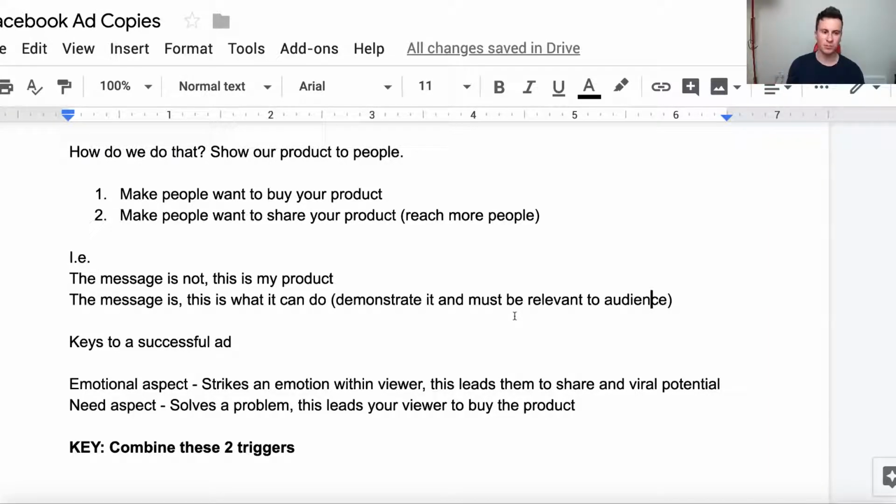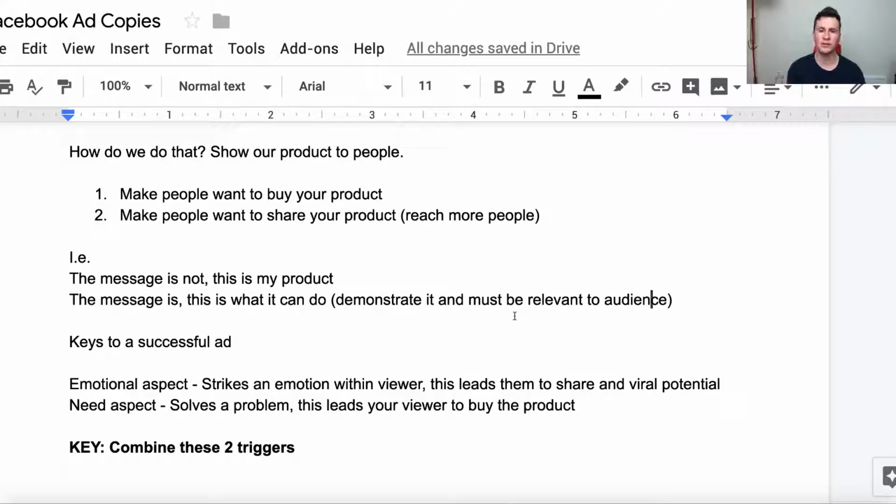When people feel something that gives them joy or something, people will always tag their friends in it. If you think about any viral post, it's usually something that has an emotion on the viewer. So that could be joy or shock, or it could literally be anything. And this leads them to share it, obviously, and that leads to viral potential. That should always be your goal.